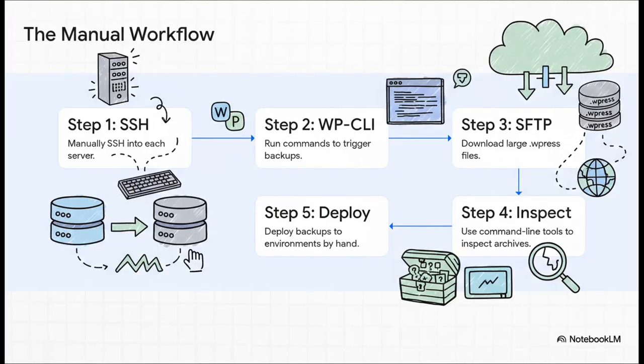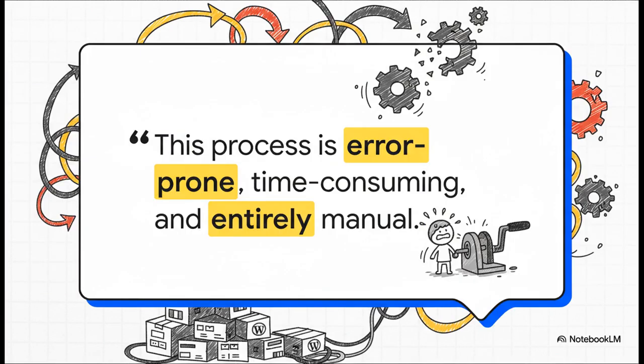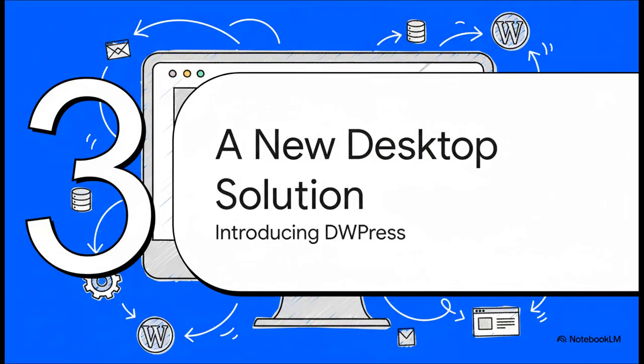Okay, so here's what that old manual workflow looks like, step by painful step. First, you have to SSH into each server manually. Then you're running WP CLI commands just to trigger the backups. After that, you're downloading these huge DWPress files over SFTP, which can take forever. And you're not done. You still have to inspect the backup contents using command line tools. And finally, you have to deploy those backups to other environments completely by hand. I mean, every single step is its own separate, tedious task. So you end up with a process that's not just slow, it's super error-prone, it's incredibly time-consuming, and it is 100% manual.